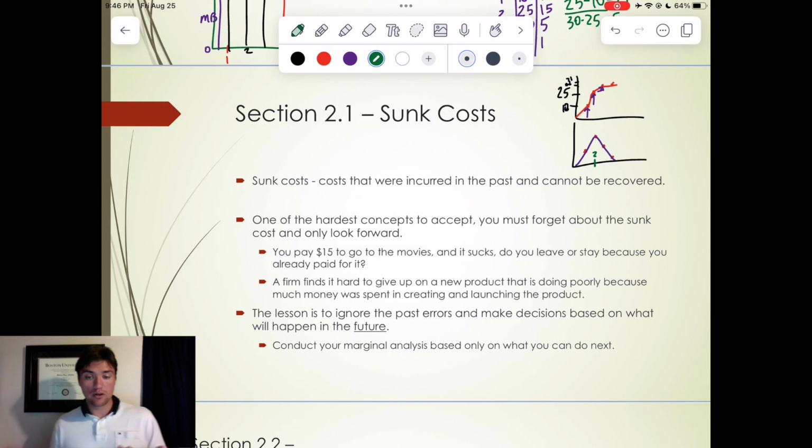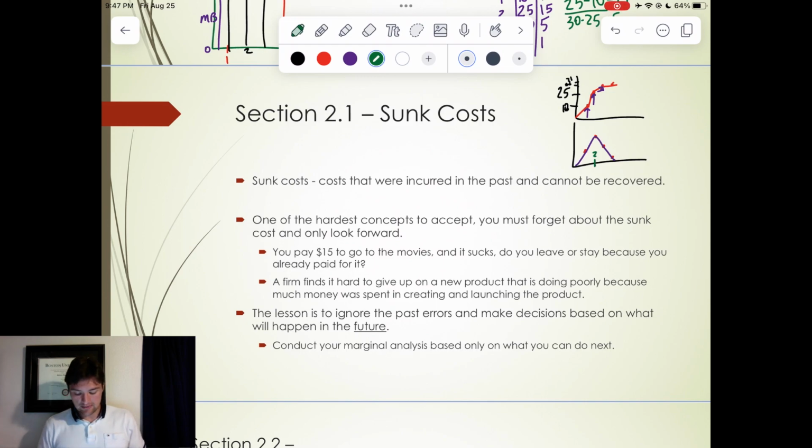So that's what we're going to be looking at when we're talking about looking in the future. Don't be doing stuff just because, oh, we put so much money into it. Only be doing something because of the extra benefits you're going to be getting in the future. Now, the real lesson with the sunk cost, and again, it's really hard to accept, is to ignore the past errors and only make decisions on the future. So you have to conduct your marginal analysis based on what you can do next, which is exactly what I did here with this example, right?